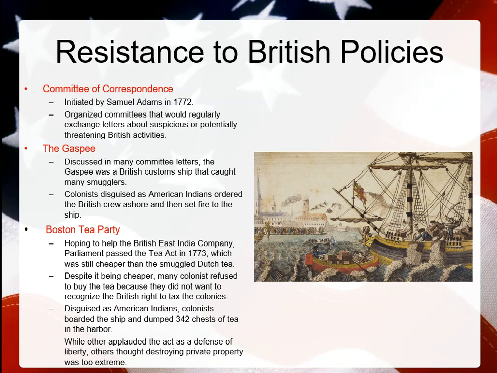You have the Gaspee affair that happens here. So again, we have more letters coming. The Gaspee was a British customs ship that caught many smugglers. And we have colonists who don't like that it's catching these smugglers, because smuggling is a way for them to show defiance against the British taxes and regulations being made. So they're going to set that ship afire.